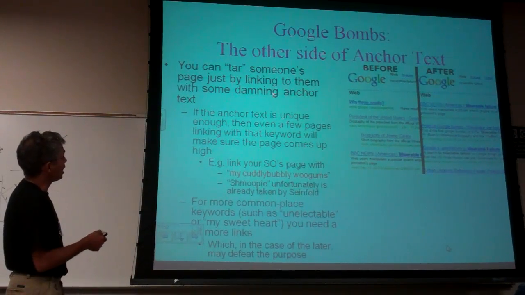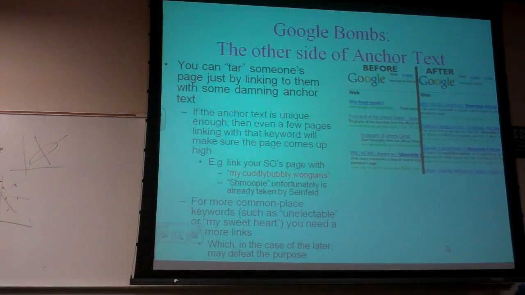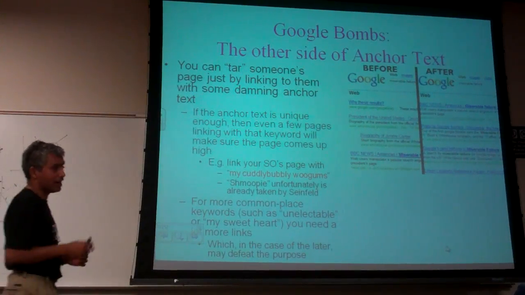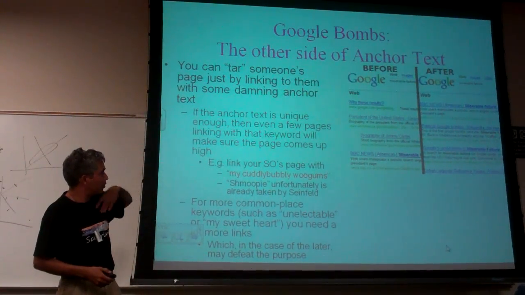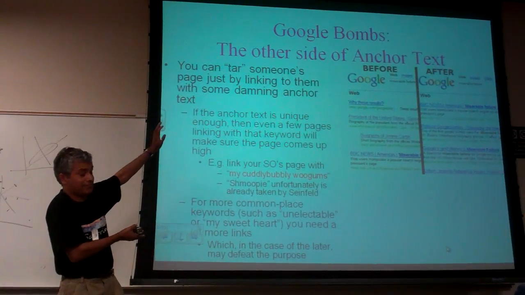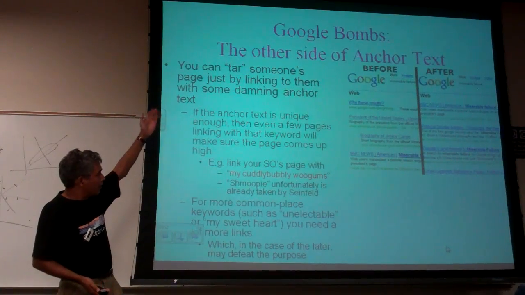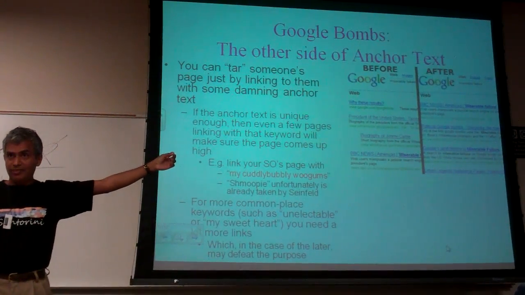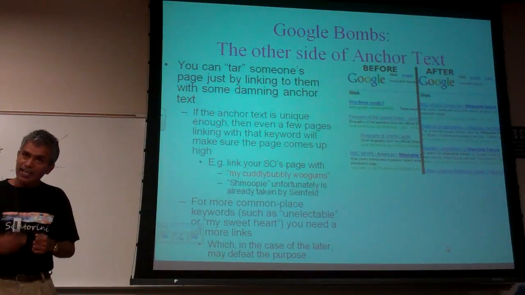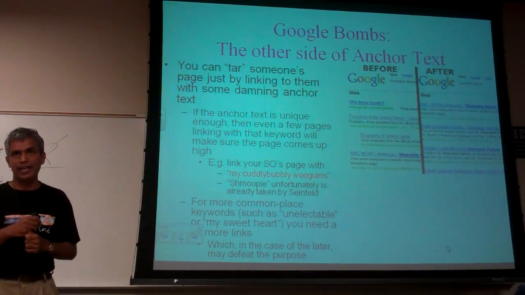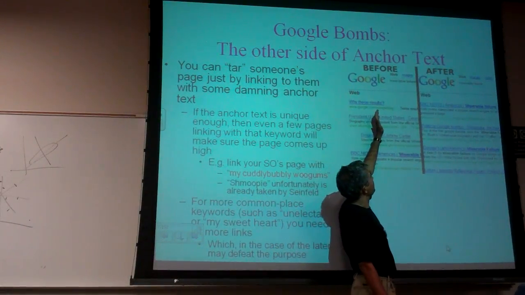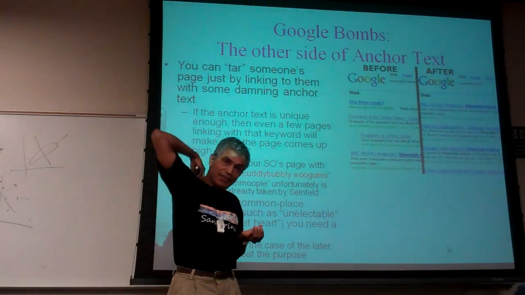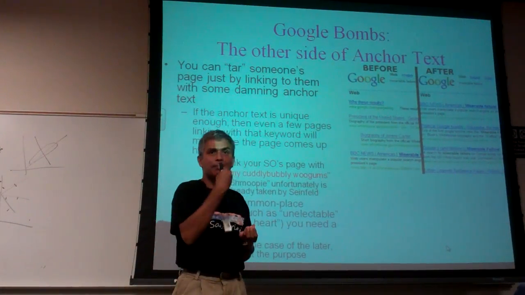So you can tar someone's page just by linking to them with some damning anchor text, if the anchor text is unique enough, and this is my little blurb on how you can do a Google bomb yourself. At least it probably stays for a day if you do it quickly. Again, this is just figuring out how things work. If the text that you're putting is unique enough, then even a few pages linking with that keyword in the anchor text would be enough to bring that page up as the result for that text. What's surprising here is that miserable failure is a pretty common two keywords. And to tar somebody with miserable failure, you need the entire Democratic Party working full time.